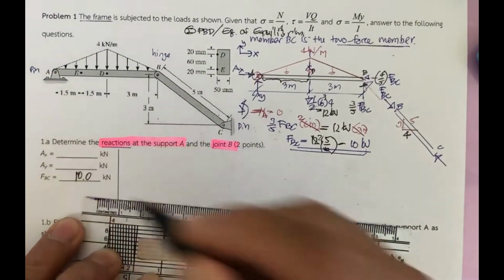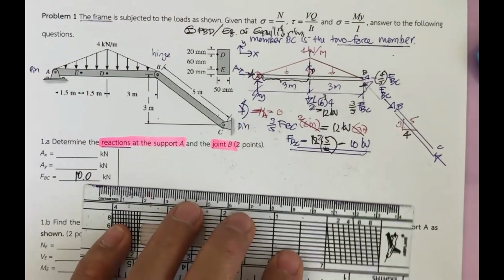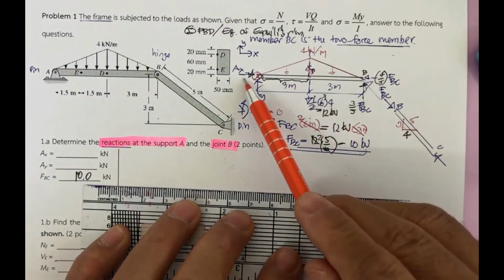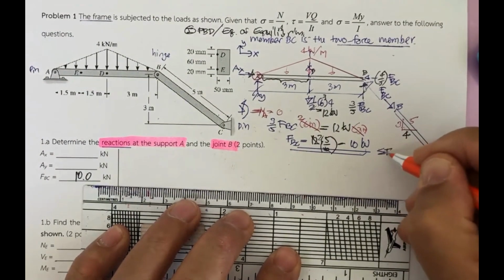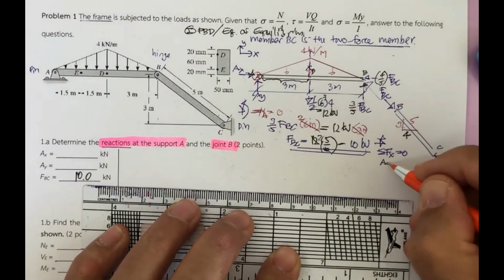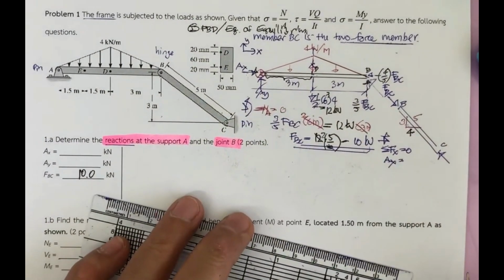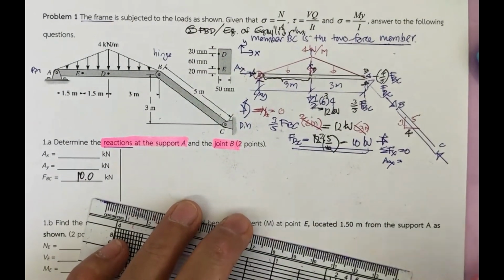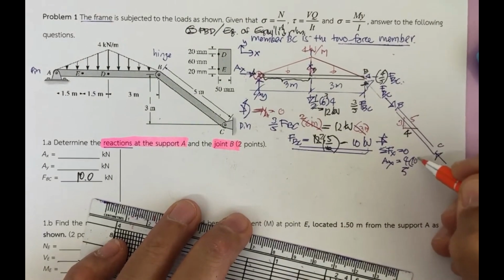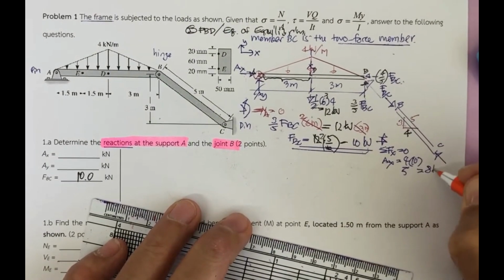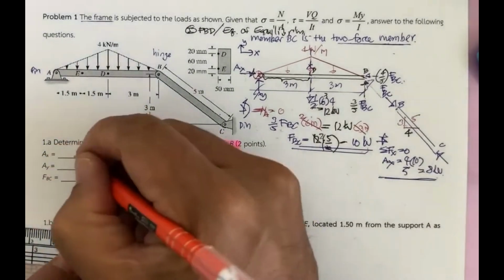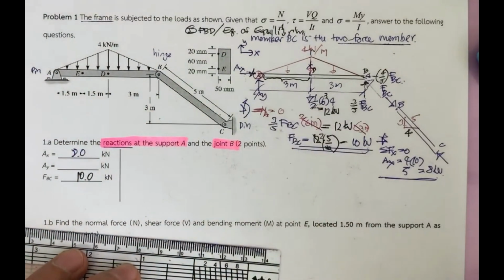Put the answer over here, and then we still need to find summation of F sub X equal to 0. Okay, the summation of F sub X equal to 0. A sub X is in this direction, so A sub X is equal to what? This one equal to 4 over 5, and then F sub BC is 10. So A sub X is 8 kilonewton. Okay, that is for the A sub X. Just put 8.0 kilonewton.